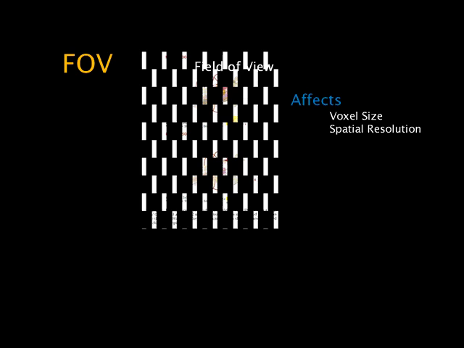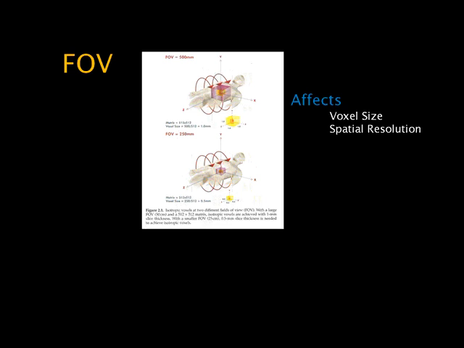Let's talk about field of view. Field of view affects voxel size and spatial resolution. Let's look at the image. Look at the picture on the bottom. CT has a standard matrix of 512 by 512 pixels. You learned this in your earlier CT course. A field of view of 25 centimeters, which is a small field of view, is 250 millimeters. It means that the pixel size in the X and Y dimensions would equal 0.5 millimeters.